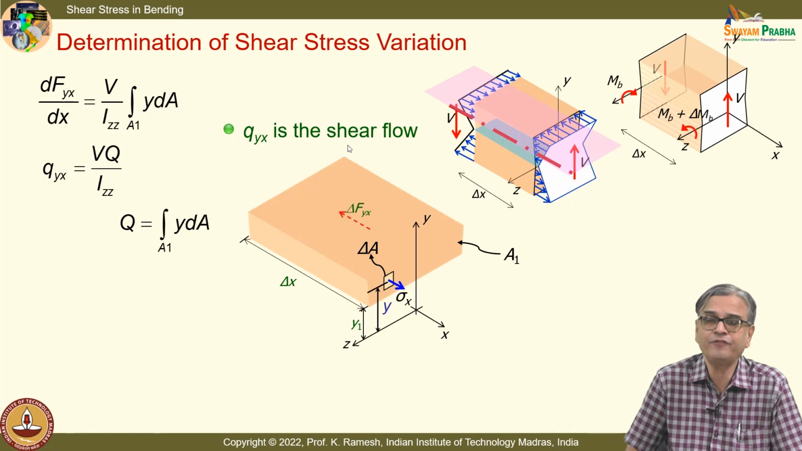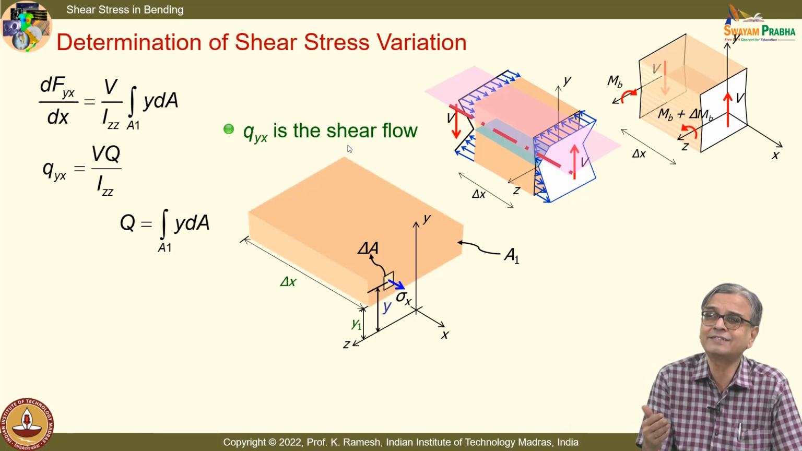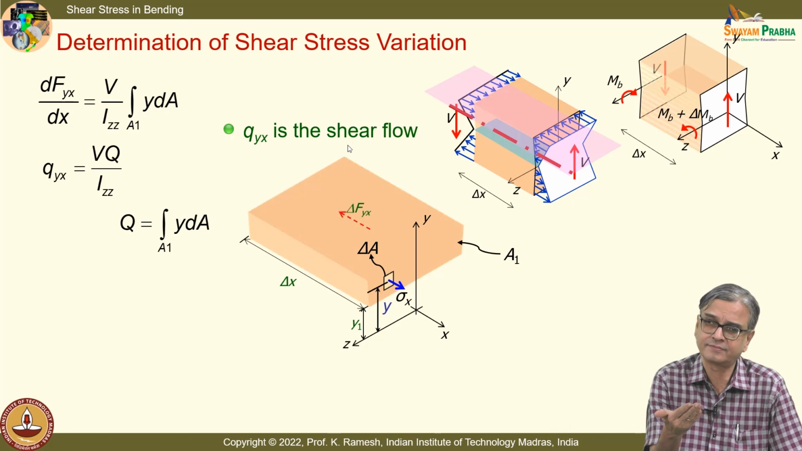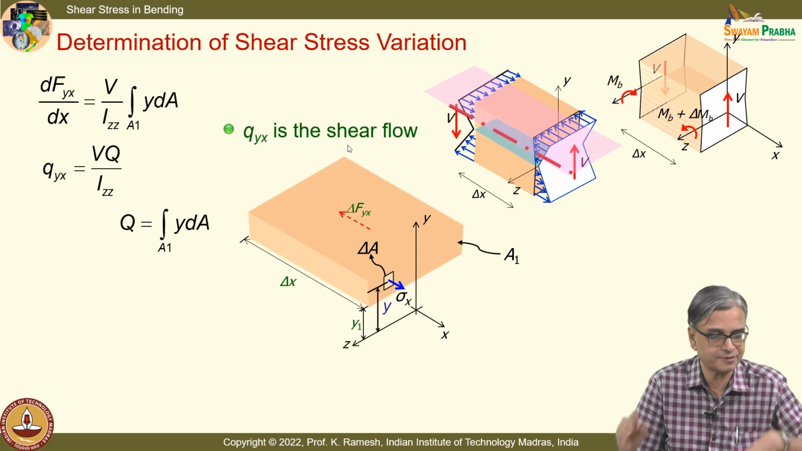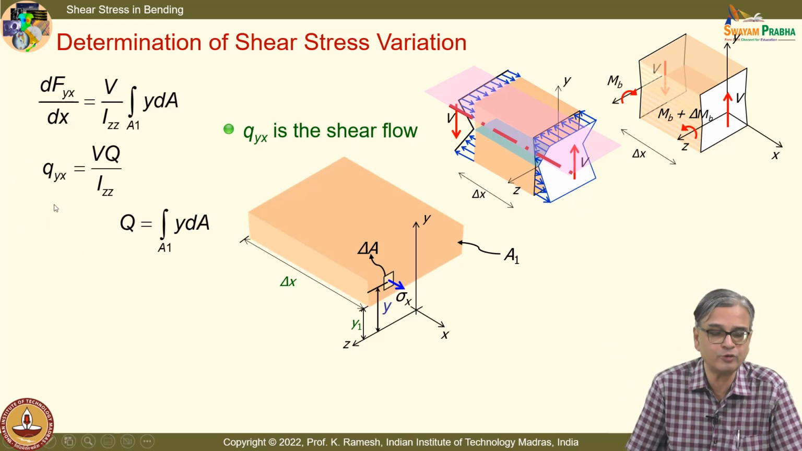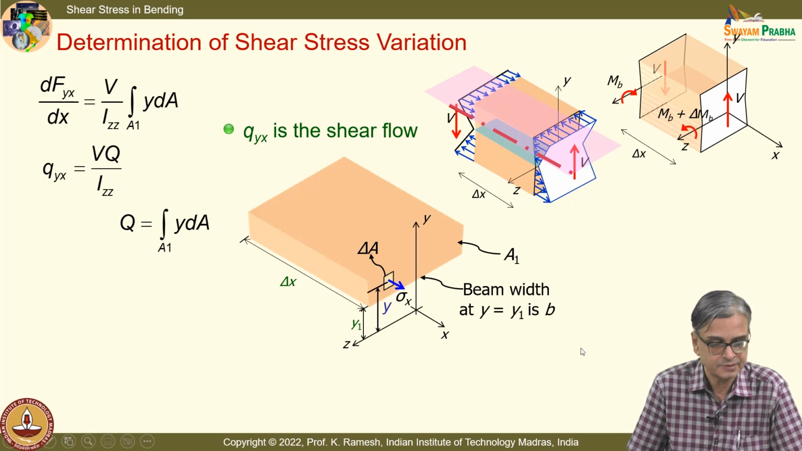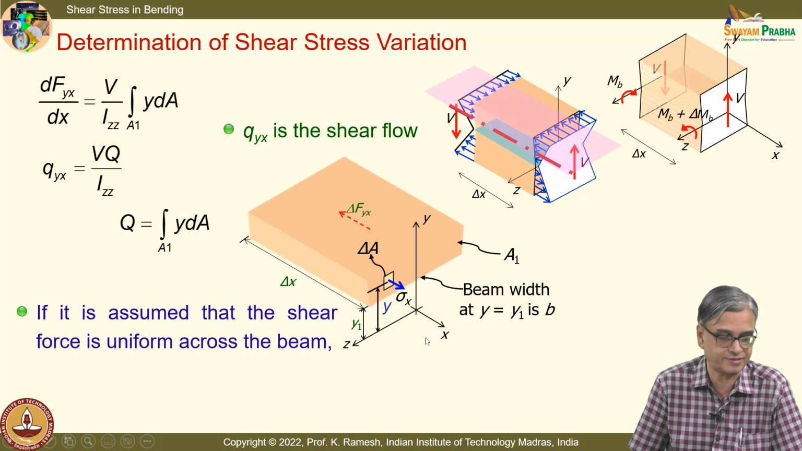Why do you call it a shear flow? We make an analogy to fluid flow that we would see when I take an I section and see how the shear is transmitted. We will say two flows come, join, and then go like this and separate out. So, this is force per unit length. And suppose I know the width of the beam at this cross section, suppose I take this as B, I can also find out the shear stress. And we also assume that shear force is uniform across the beam.